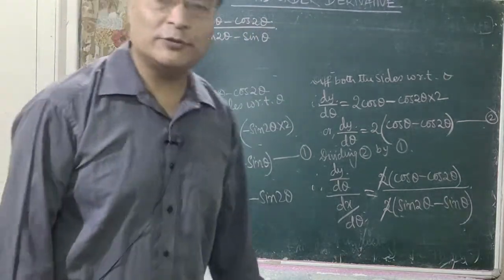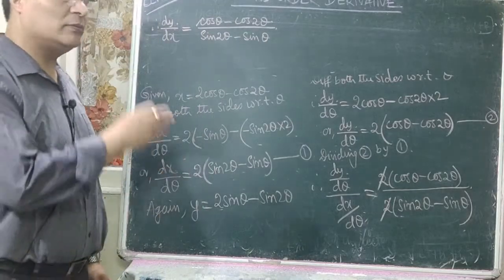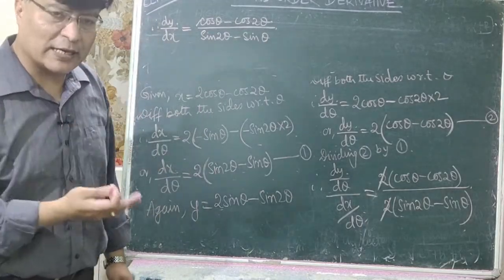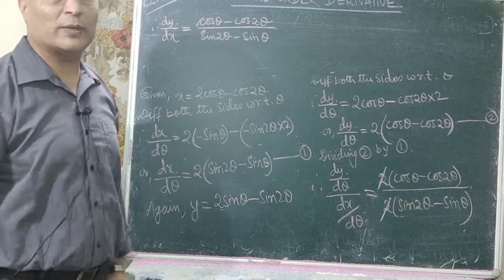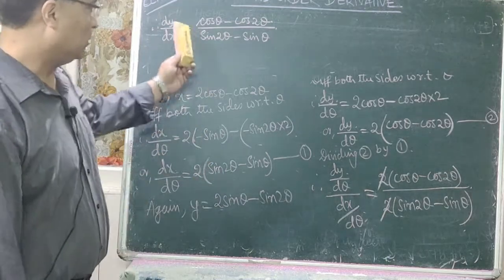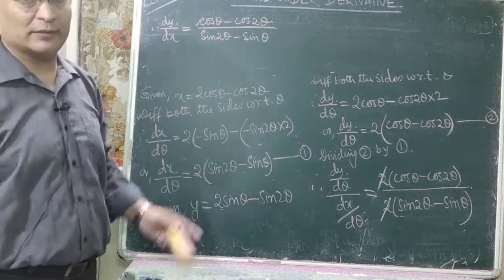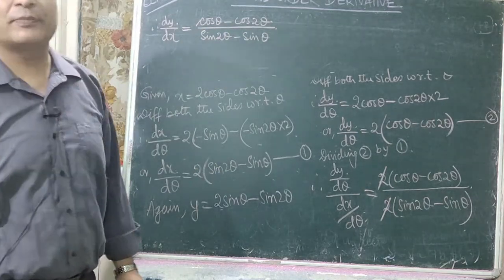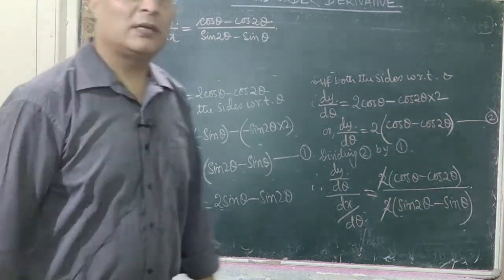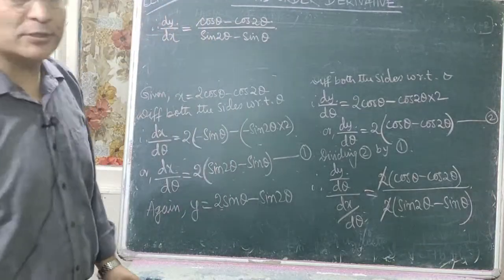Is that clear to all of you? So now in order to differentiate it again with respect to x, because you have to get d2y by dx square, you first simplify this right hand side. You can use a formula here from trigonometry. In class 11 you did transformation of products and sums, isn't it?